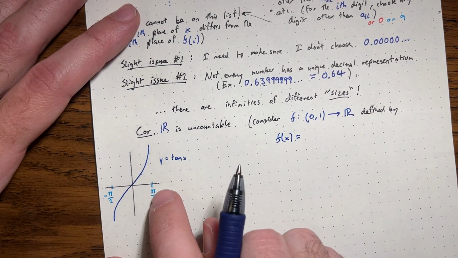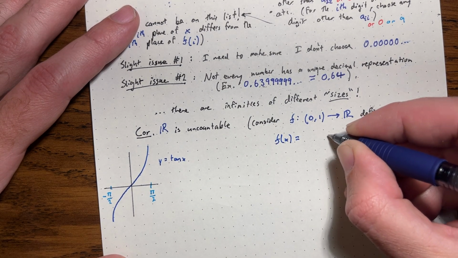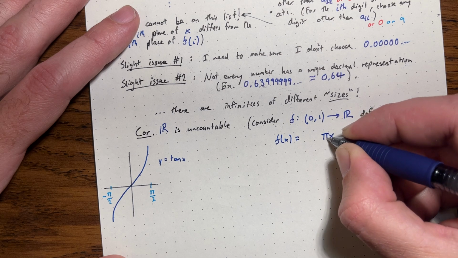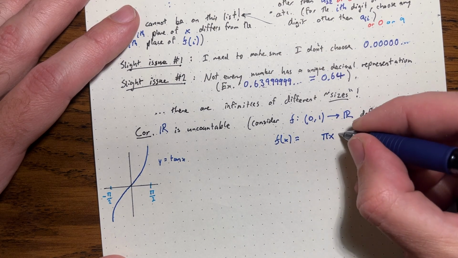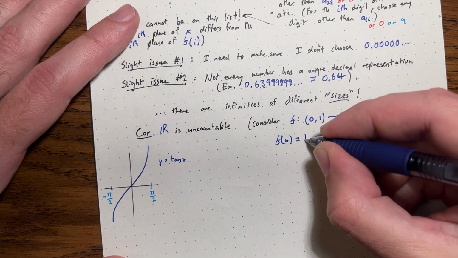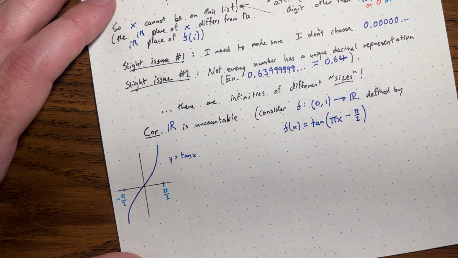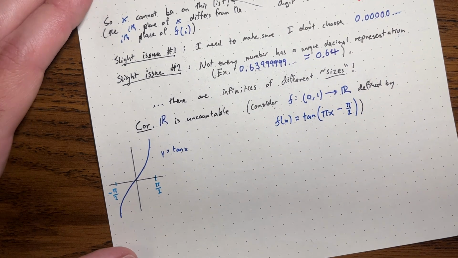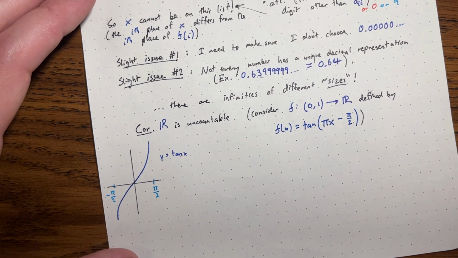This interval has length pi, so I need to scale by pi first of all. So my x, I'll multiply by pi to go from 0 to 1 to 0 to pi. Then let's just subtract pi over 2, and then take the tangent. Okay. And this is a bijection. It's a bijection from 0 to 1 to R.